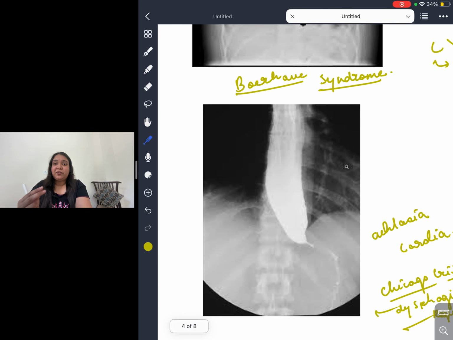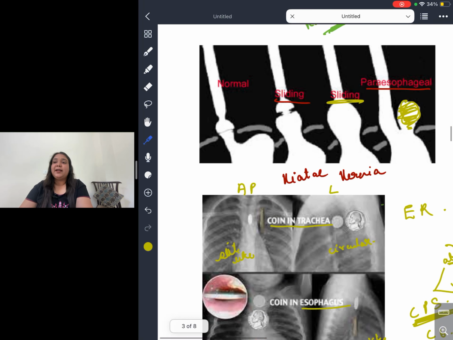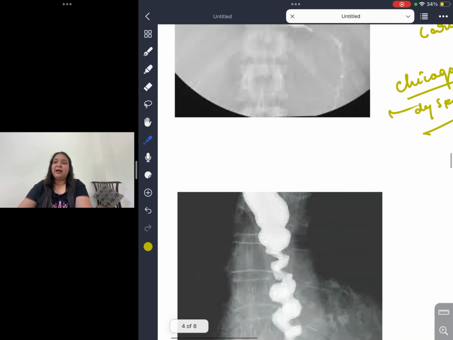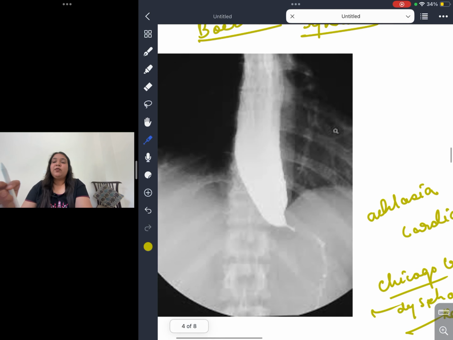Now, if you want to differentiate this bird beak, I told you about one more area where we have rat tail appearance. That was our esophageal carcinoma. In esophageal carcinoma also we had this rat tail appearance, but if you see here we have filling defects, but in achalasia cardia we don't have any filling defects. Now, why does this happen? Because there is a failure of relaxation of your esophageal sphincter.